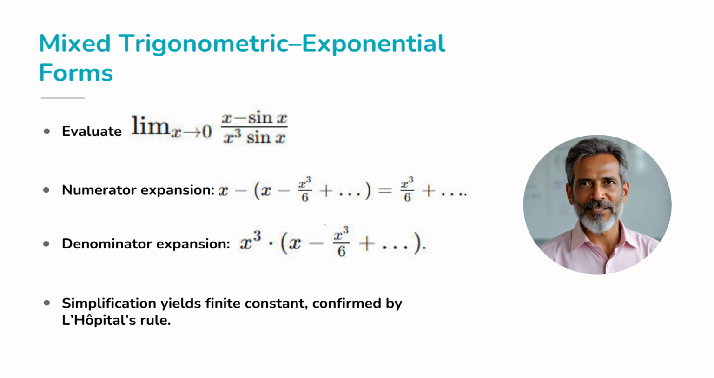First, limit as x tends to 0 of (x minus sine x) divided by (x cubed times sine x). Numerator expansion, sine x is x minus 1 over 6 x cubed plus higher terms. So x minus sine x becomes x minus (x minus 1 over 6x cubed), which simplifies to 1 over 6x cubed plus smaller terms. Denominator is x cubed times sine x, which expands as x cubed times x, giving x to the power 4 with corrections. Simplifying, the ratio tends to a constant.